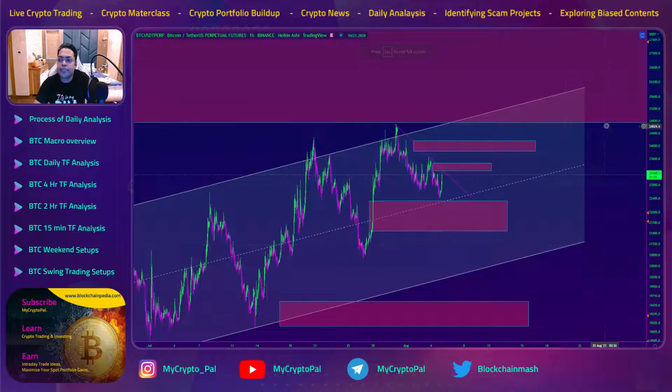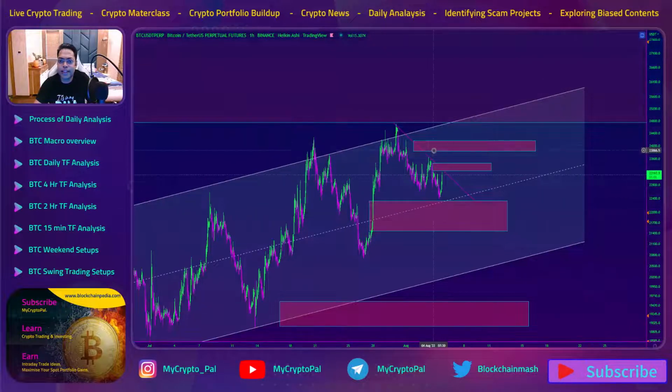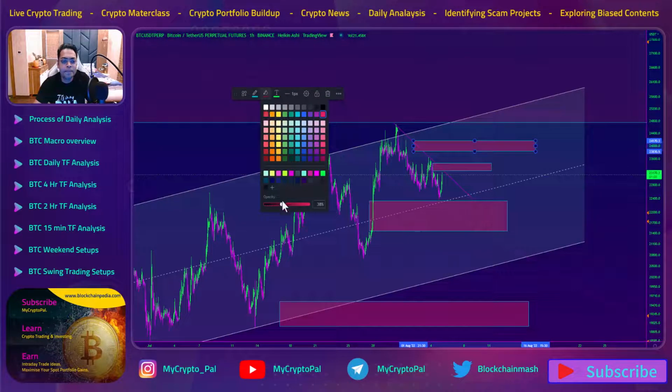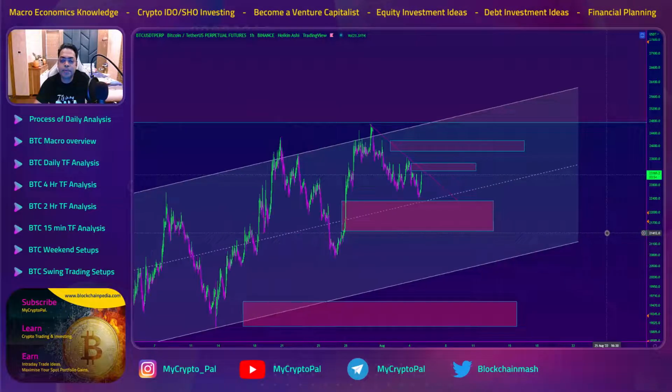So you can see that after you have marked all these, let's just reduce the opacity a little bit. It is getting too much to the eye. After you've marked everything, you have to put some fib levels and see how it is doing. So now if this is my wave down, then I would expect Bitcoin to at least come and tap this zone. You can see the golden pocket is aligning perfectly with our liquidity zone over here.